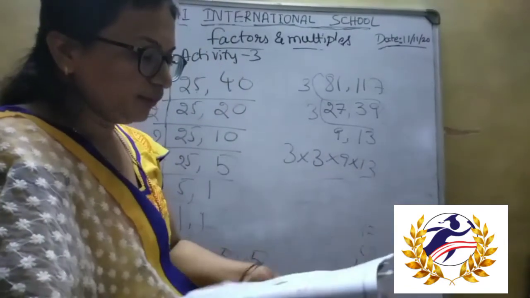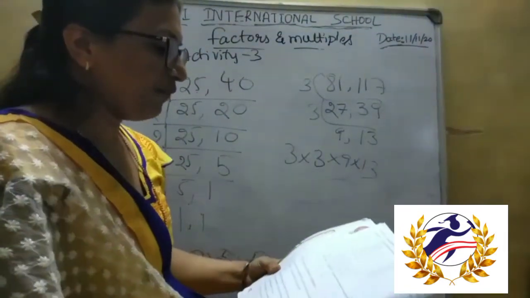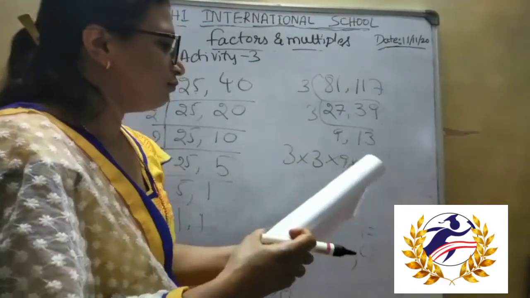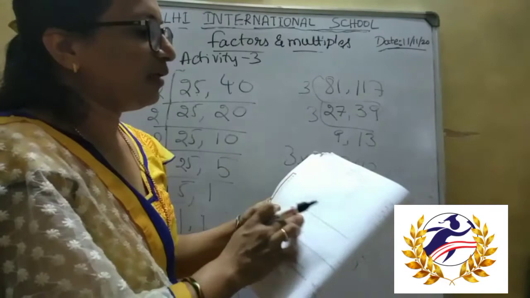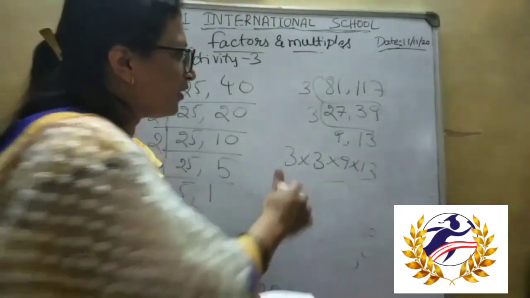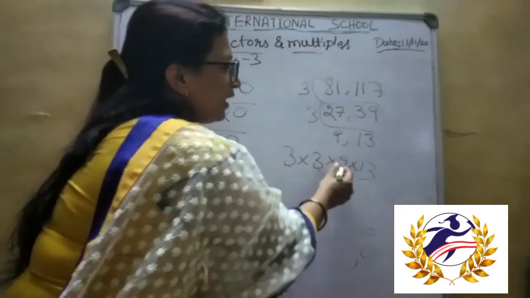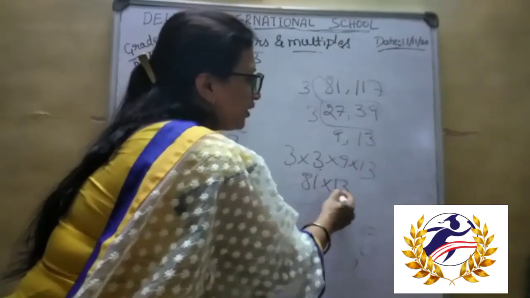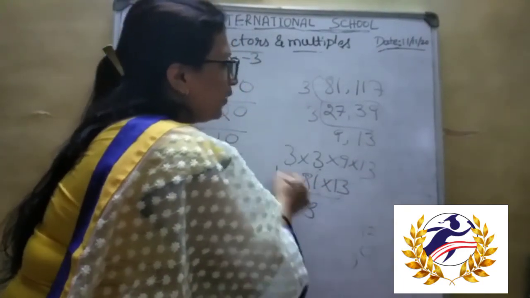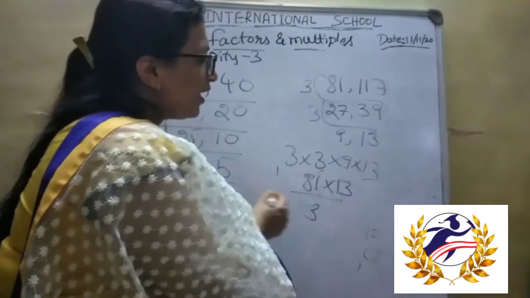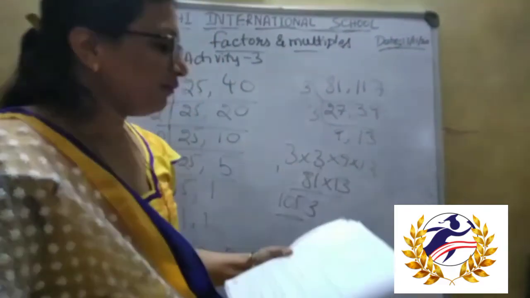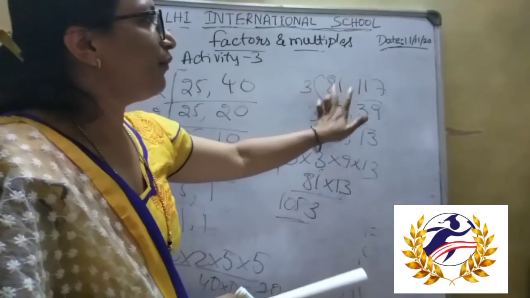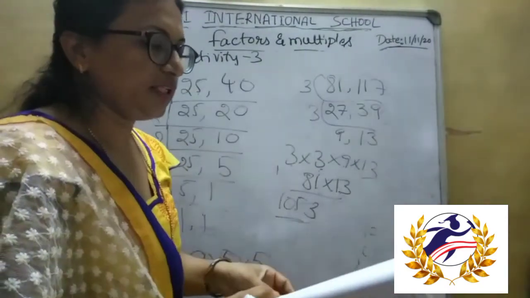So the prime factorization is done with the numbers. This product can be done: 3 3s are 9, 9 9s are 81. 81 into 13: 13 1s are 13, 13 8s are 104, 105. So this is the prime factorization of 81 and 117.